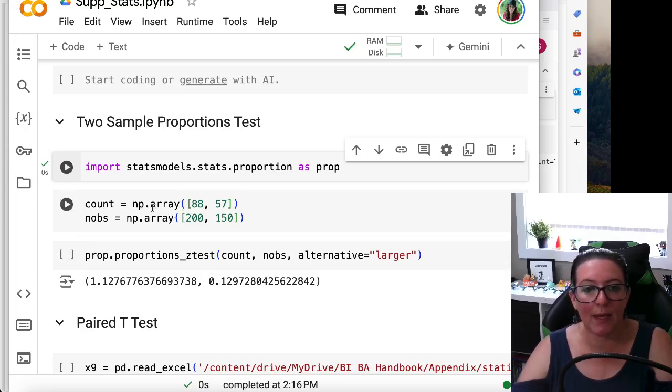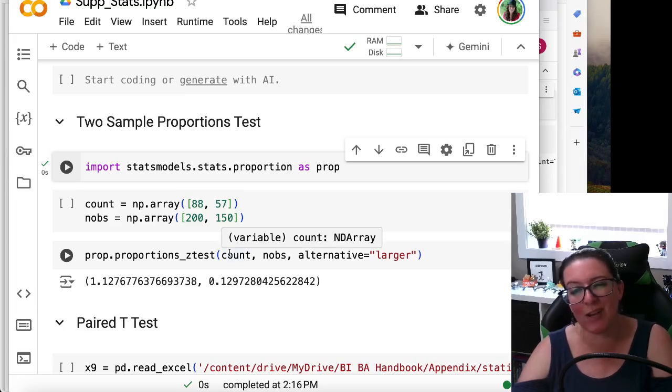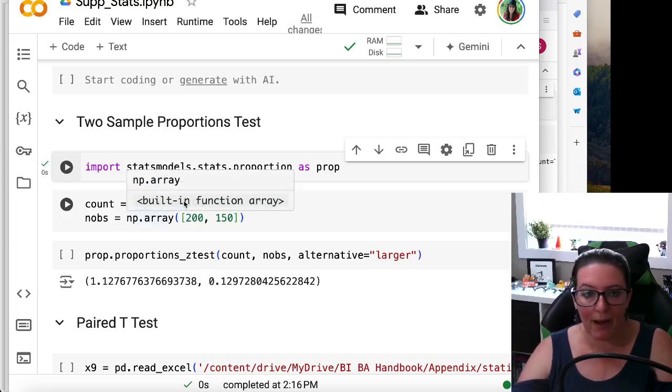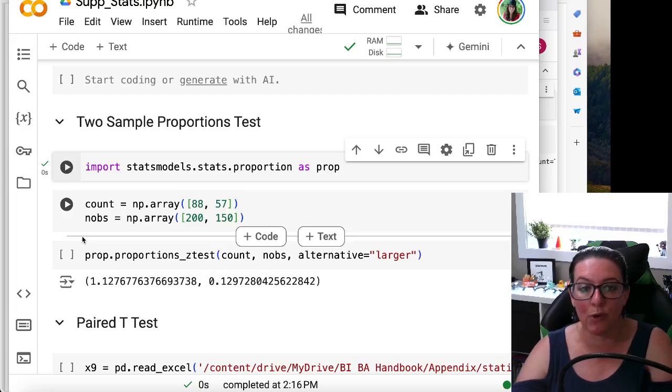So to do that, we need to use that NumPy package, which we called np, to turn this information into an array. So this test is expecting this data in a certain format, so we've got to make sure it's in that format. So we're going to call it counts, and that's going to be the number of working mothers with children under 5. In the first group, that was 88. In the second group, it was 57. So we'll do np.array, and then a soft bracket, and then a hard bracket, and then our two numbers.